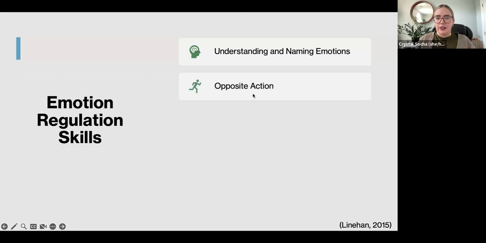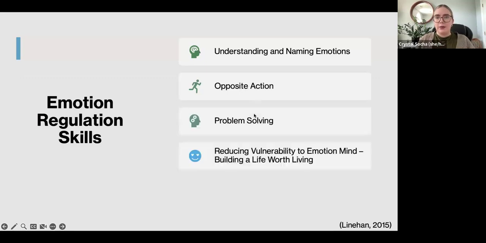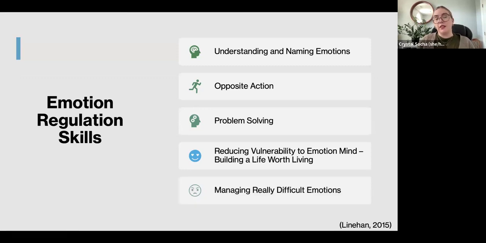Opposite action is another skill that we will cover, along with problem solving. We'll talk a little bit about reducing vulnerability to that emotion mind, which includes a couple of sets of skills. It includes accumulating positive emotions in the short term, which is the way the book calls it, as well as identifying pleasant events, values and priorities. There's an ABC PLEASE skill we'll talk about as well. And then managing really difficult emotions, or mindfulness of current emotions, which is sometimes referred to as riding the wave as well. Okay.